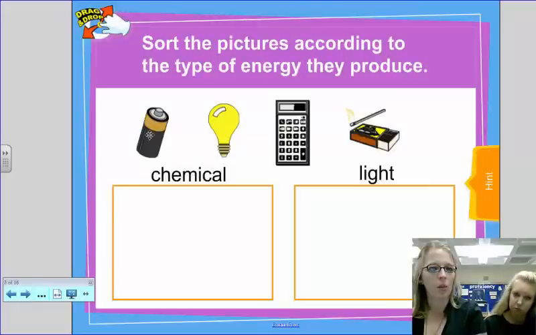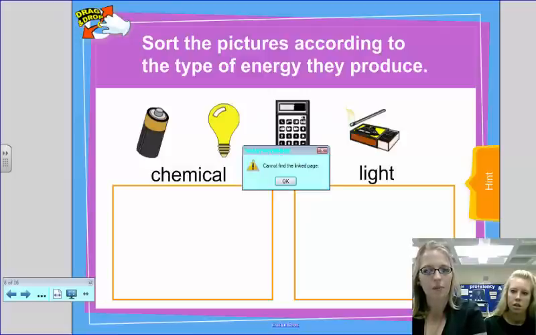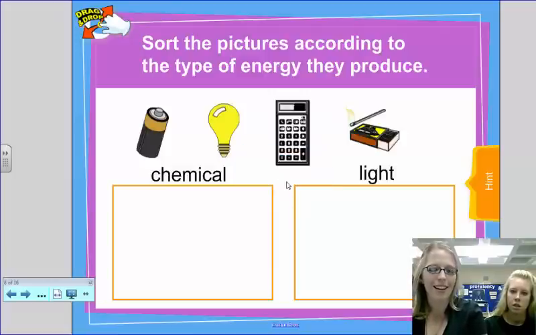Okay, so now we have different objects. What kind of energy do these produce? Make a list, a T-chart, chemical and light, and put these items in that. Pause the video. I'll show you the answers in a second. Okay, you should be done making your little T-chart.